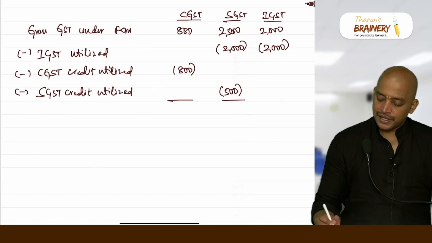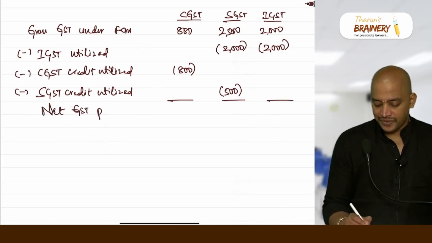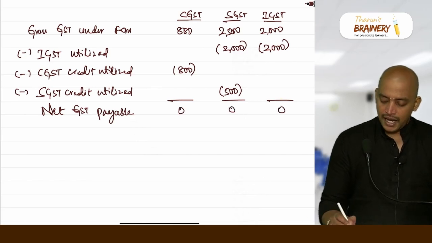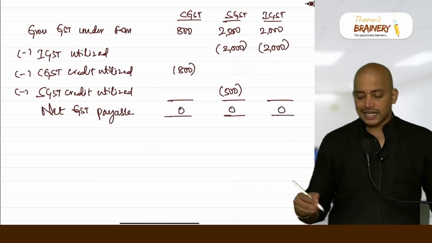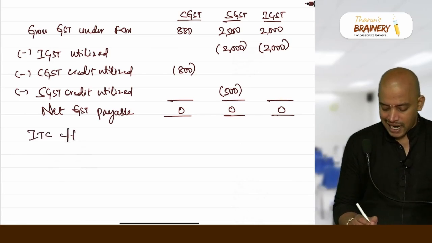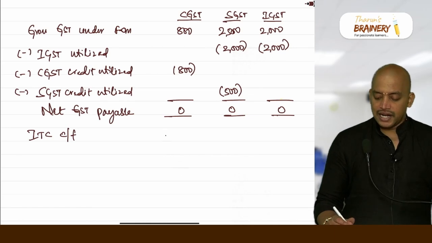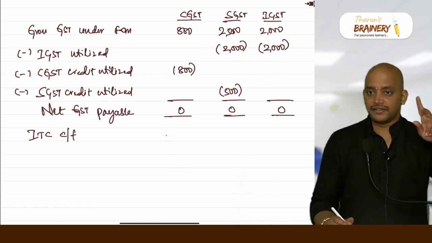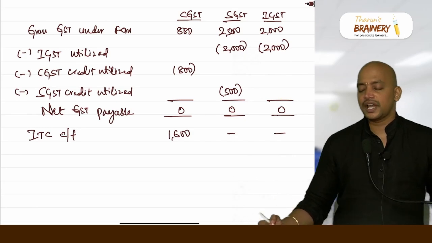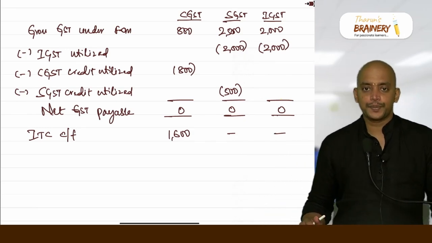Now what happens to the net GST payable? 0. Net GST payable will be 0. And what is the credit that can be carried forward? ITC carried forward. How much is ITC carried forward? Sir, already CGST 2000 we have, 800 we use, so 1600. Here we don't have any credit to be carried forward. This is how you need to show the computation. Clear?